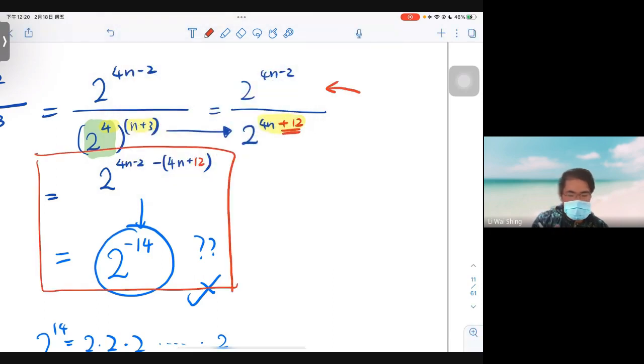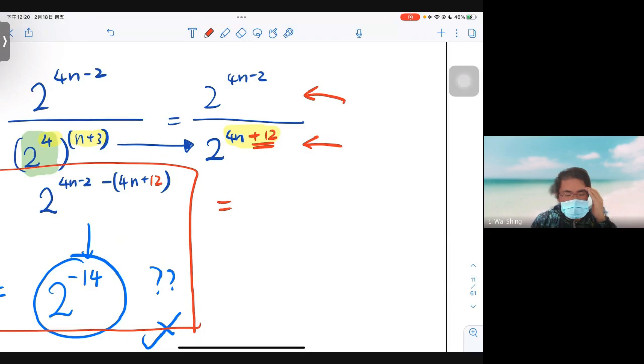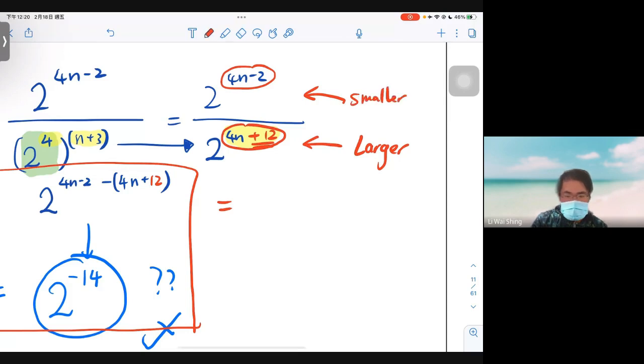look carefully in numerator and denominator. Think which one is larger. 4n 減2大啲定 4n 加12大啲啊？4n 加12大啲係咪啊？The denominator is larger. So after simplification, be careful. When the denominator is larger, the 2 will stay in the denominator. Okay, so 4n plus 12 minus (4n minus 2) with brackets there.